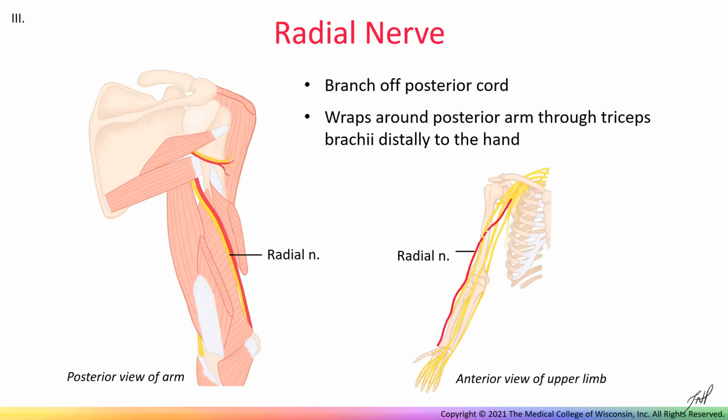Now let's move on to things coming off the posterior cord, the radial and axillary nerves, beginning with the radial nerve. The radial nerve runs along the posterior shaft of the humerus, along with the profunda brachii artery, before entering the extensor compartment of the forearm.